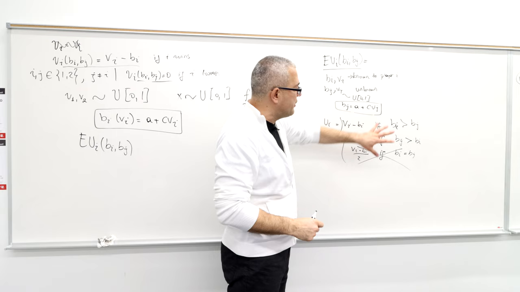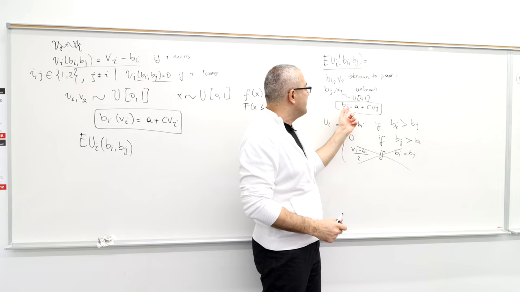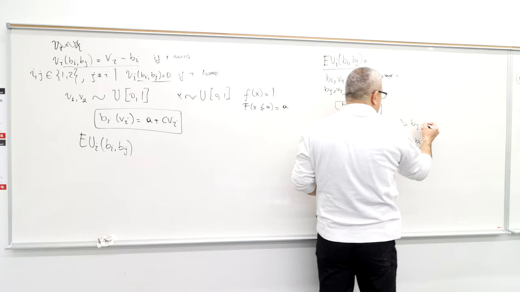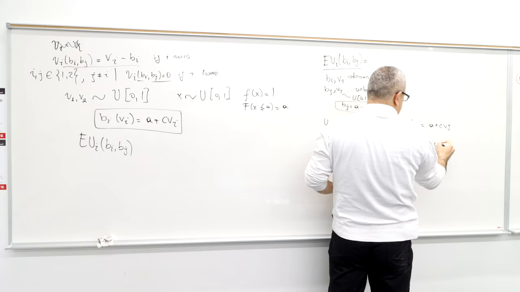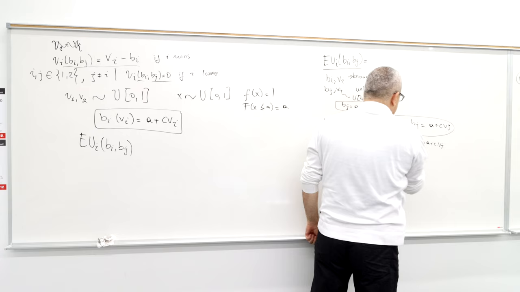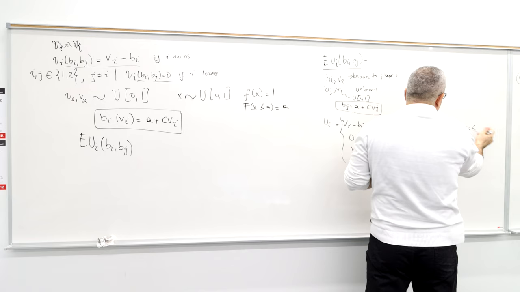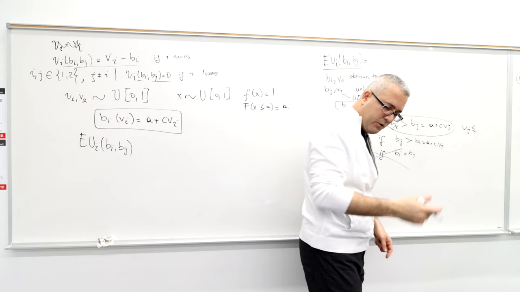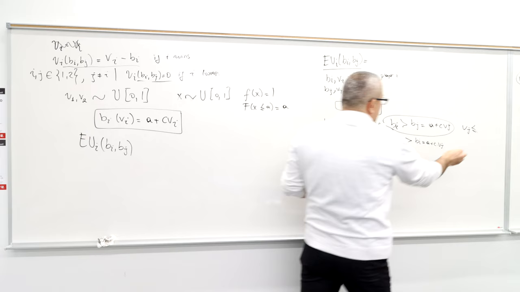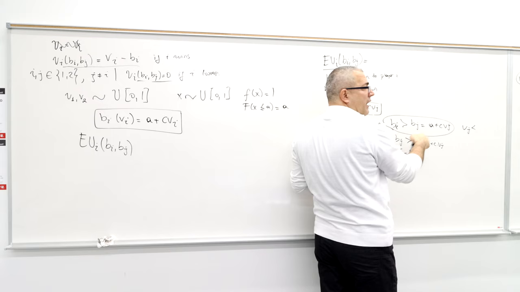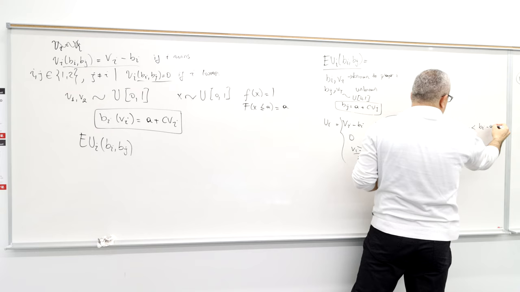Well, but again, I don't know Bj. I know that it's a function of my opponent's valuation. So instead of Bj, I can think of it as A plus C times Vj, right? So in fact, I can just rearrange those inequalities and say, hey, look, whenever my opponent's valuation is less than, or less than or equal to, it doesn't matter because of this zero probability event, but if you want, I can just leave it as strictly less than. So if my opponent's valuation is less than, I send A to the other side and divide both sides by C. So I leave Vj alone. So it's (Bi minus A) divided by C.